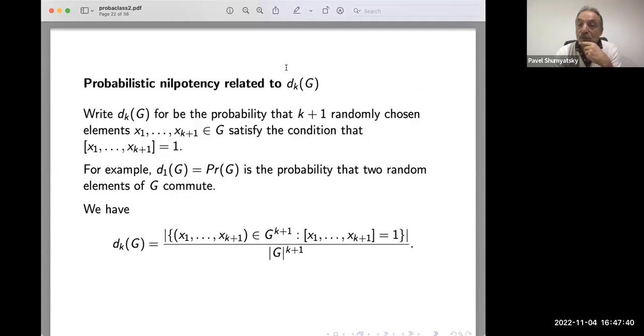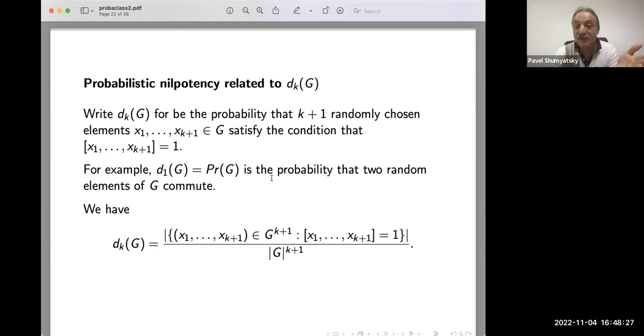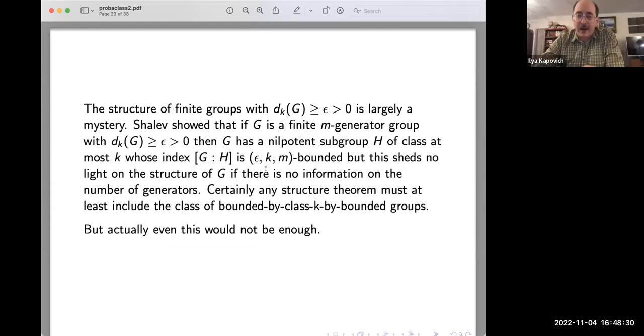About this, so what can be said about, let's say, finite groups in which this parameter d sub k of G is bounded away from zero? This is very much open for finite groups, but there are also rather a lot of attempts to deal with infinite groups. In particular, if you have a finitely generated group, you can consider balls, just words of given length, and see how often elements commute there. And there are results in this direction, quite good and interesting results. But still, the basic question, what happens even with the finite group, is still open.